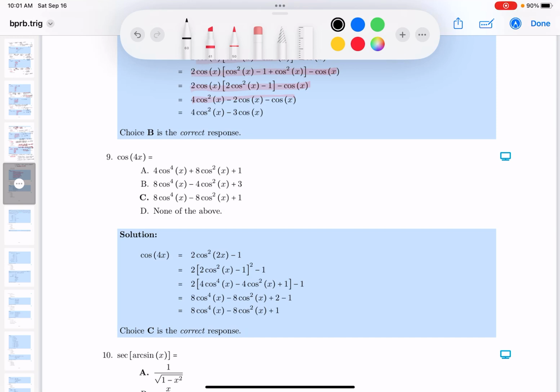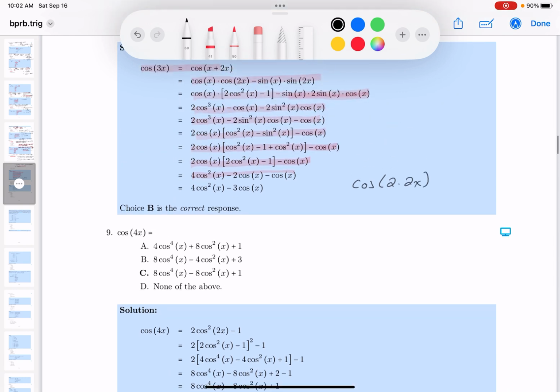Okay, for number 9, I'm noticing it looks sort of like a double angle, but it's 4. All right, so let's write this over here. Cosine of 2 times 2x. That's the same thing as 4x, by the way. So I want to remind you of that double angle formula.